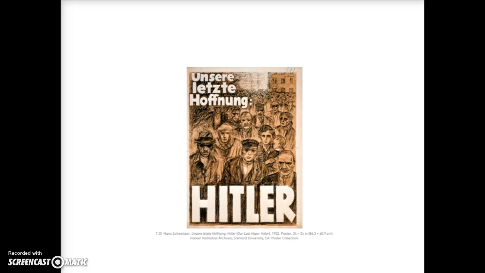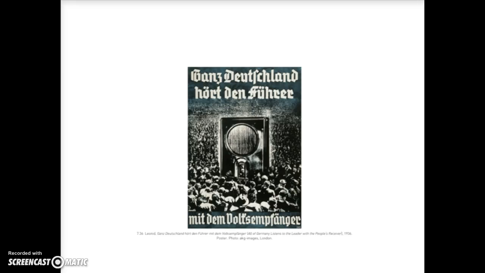It appeared to be carried as a banner by these paramilitary figures. And this is by a guy who went by the name Leonid, and this is called Ganz Deutschland hört den Führer mit dem Volksempfänger, which means all of Germany listens to the leader with the people's receiver, from 1936. This became a huge part of representing the media of the Nazis.